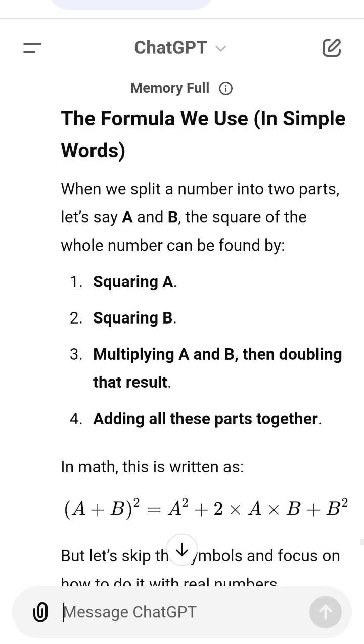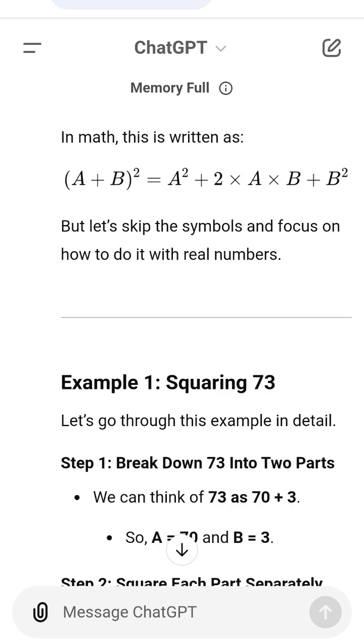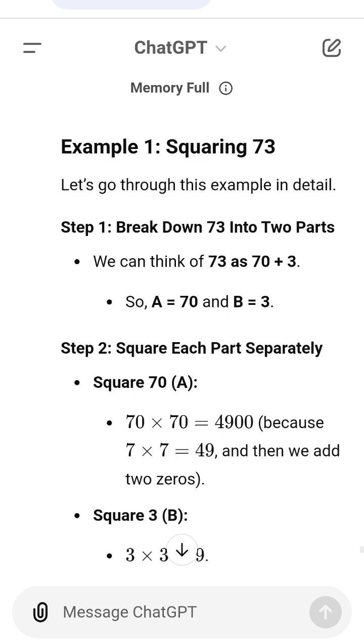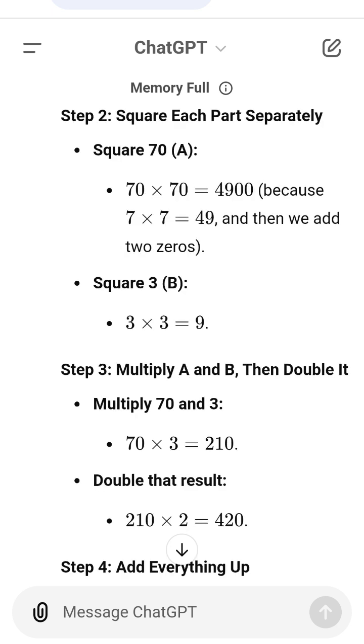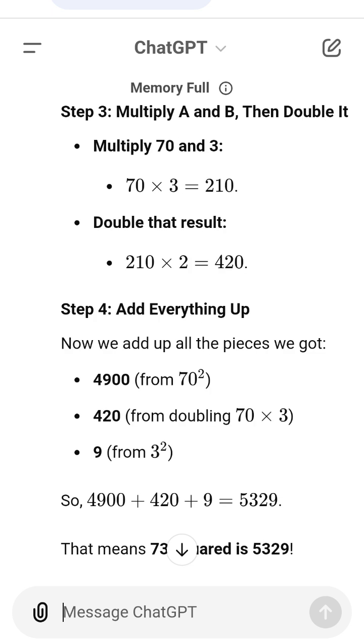Why this works? This method works because when we square a number, we're really adding up parts of it like pieces of a puzzle. Each part represents a piece of the multiplication, and we're just organizing them into easy chunks. By squaring each part and doubling the middle part, we can quickly reach the full answer without doing huge multiplications.